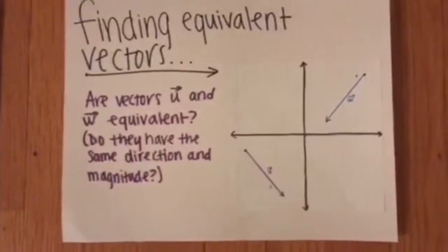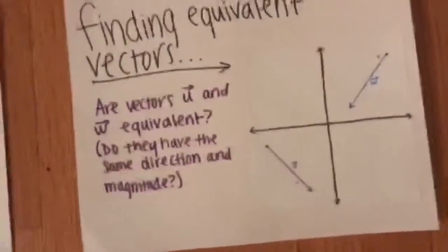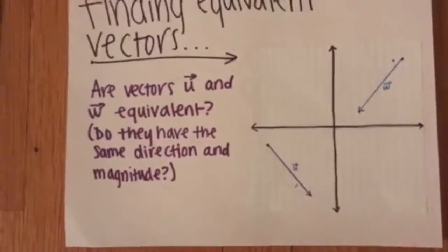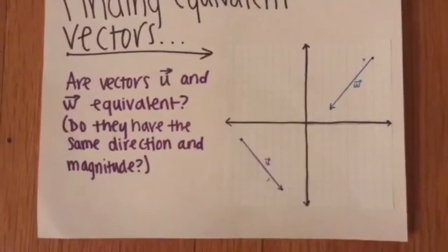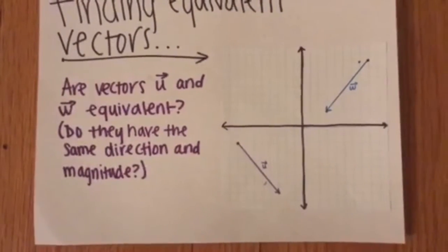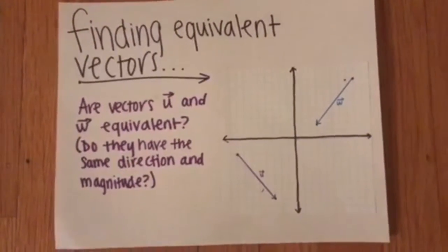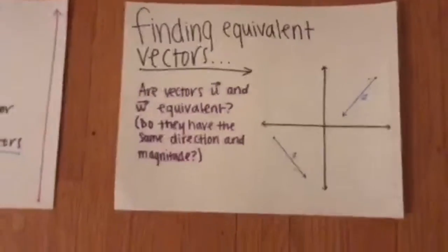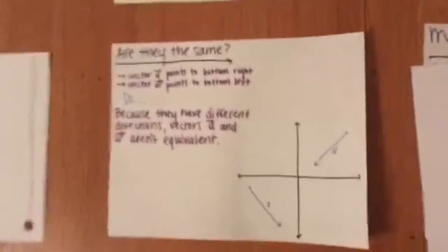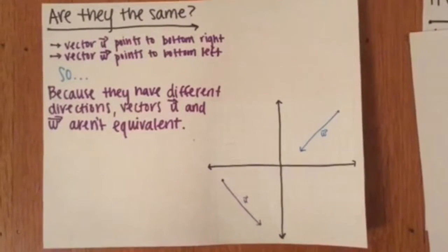So when you're finding equivalent vectors, you have to look at the two vectors or more that you have. In this case, we have vector W, which is represented by blue, and vector U, which is represented by purple. So are vectors U and W equivalent, or do they have the same direction and the same magnitude? Are vector U and vector W the same?